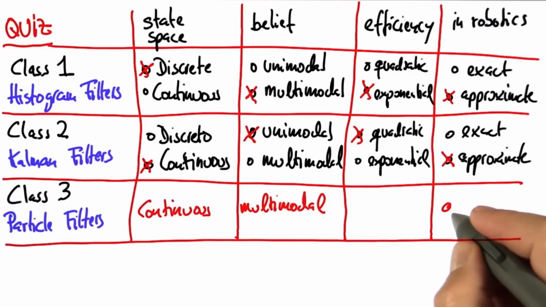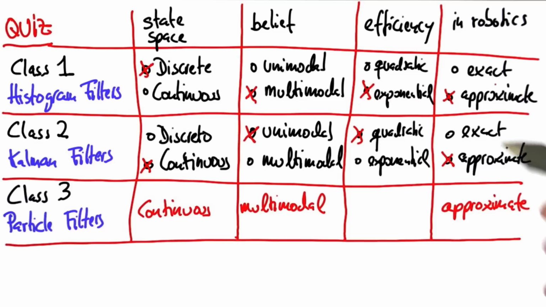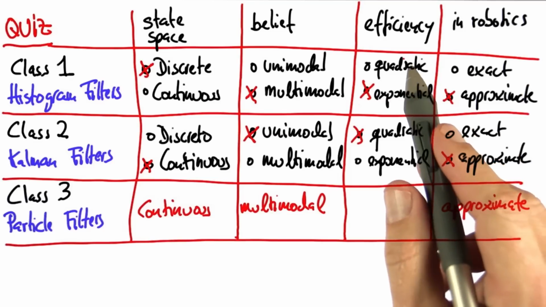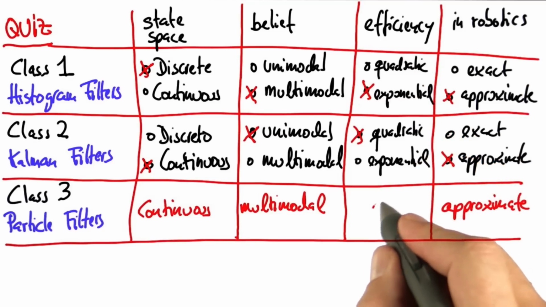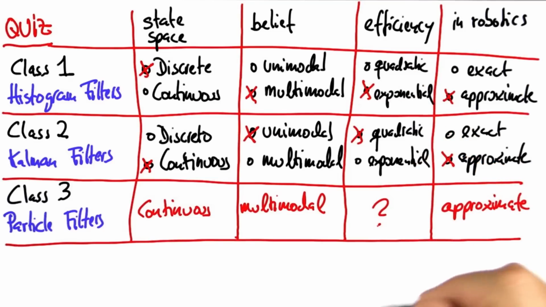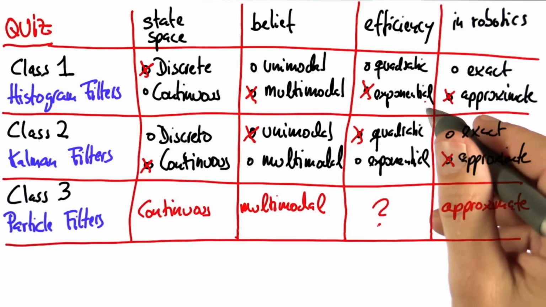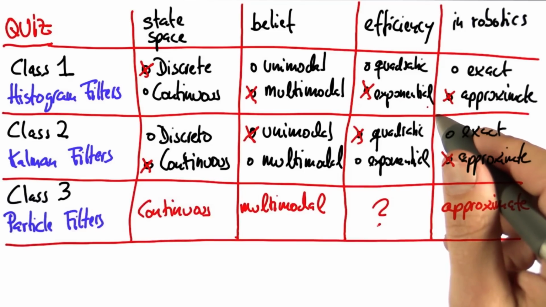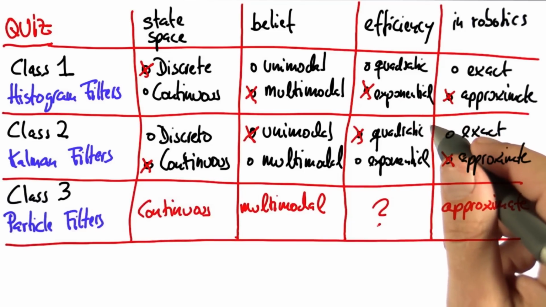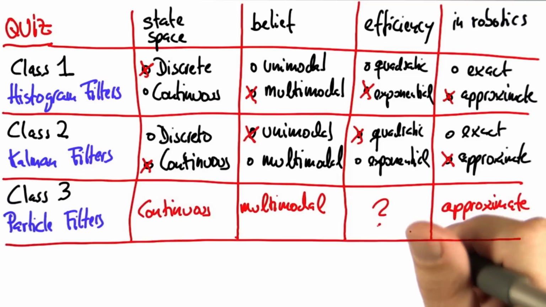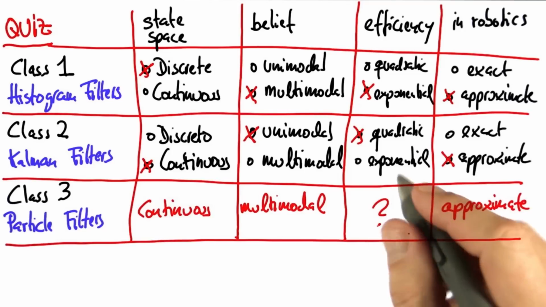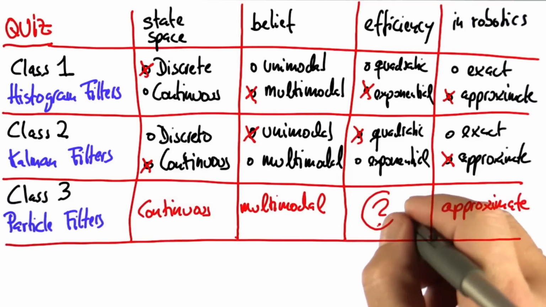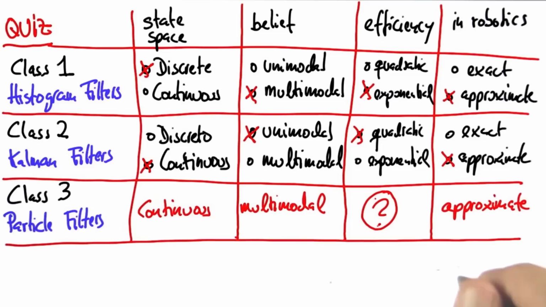They are also approximate, just like the other two filters. And in terms of efficiency, the word is still out there. In certain incarnations, they clearly scale exponentially. And it's a mistake to represent the particle filters over anything more than, say, four dimensions. But in other domains, mostly in tracking domains, they tend to scale much, much better. And I've not seen a good treatment yet of the complexity in practice for particle filters.